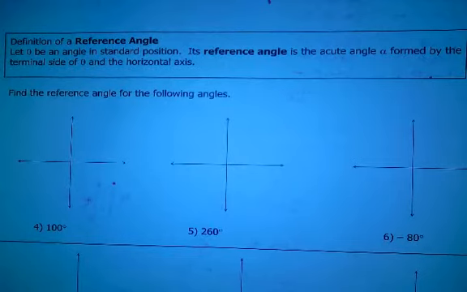Let's go on to reference angle. Okay, so reference angles are angles that, using standard position, form an acute angle between the terminal side and the horizontal axis. So find the reference angle for the following.